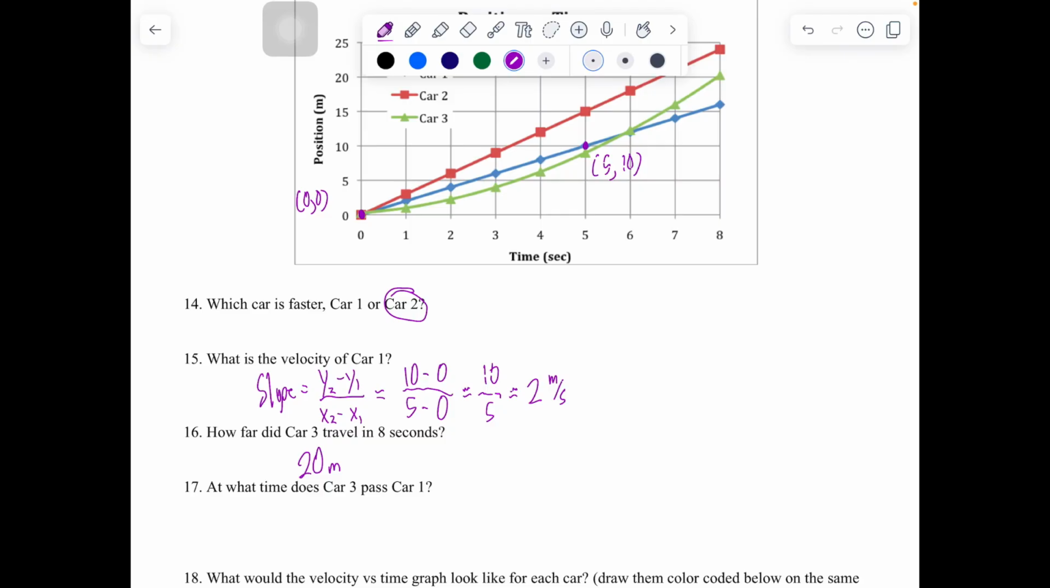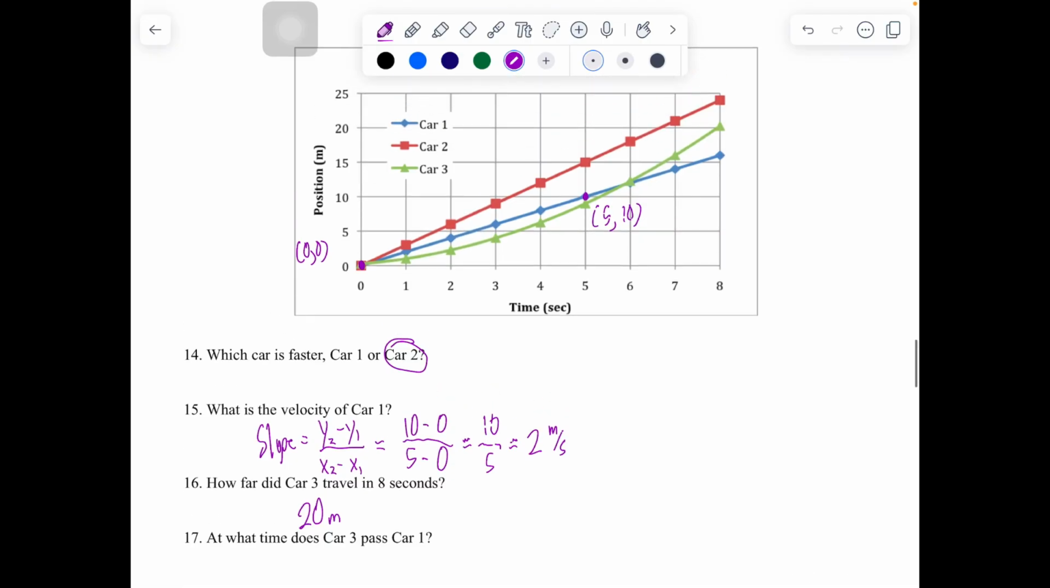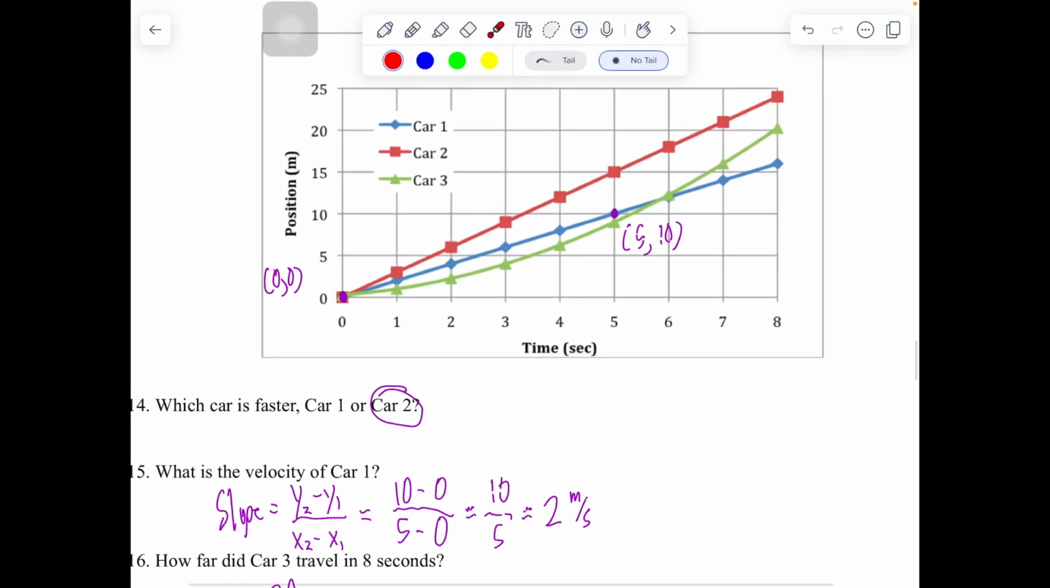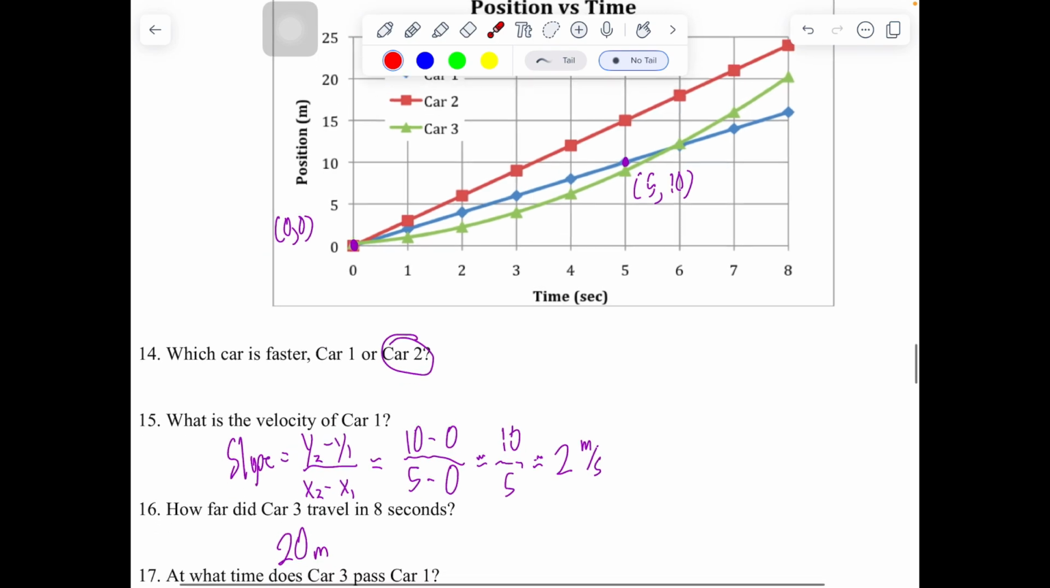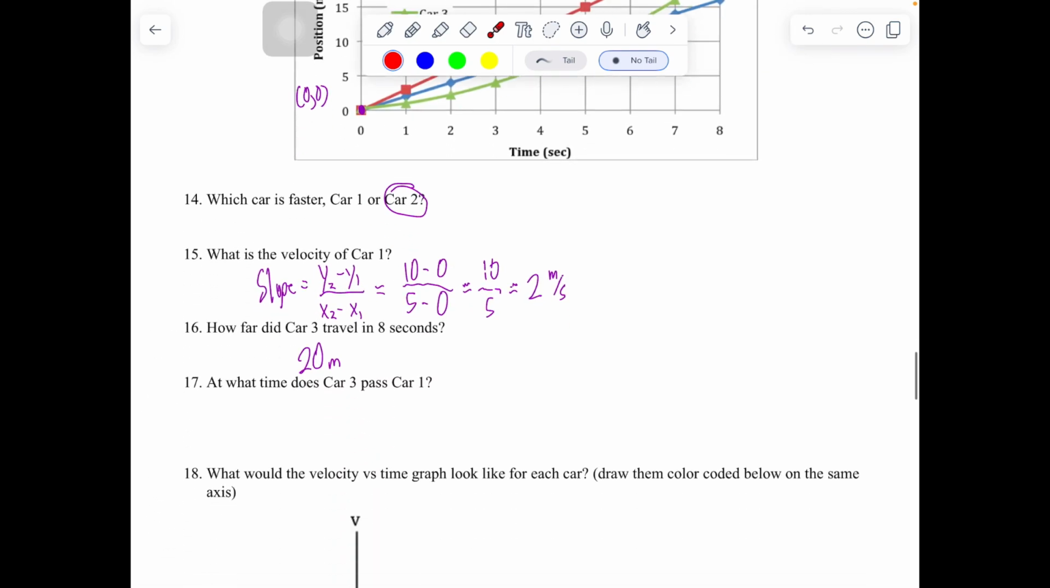At what time does car 3 pass car 1? Well, car 1 is our blue. So this is moving along right here. Car 3 is our green. We can see they end up at the same position 6 seconds in, and afterwards, car 3, the green, overtakes car 1, the blue. So 6 seconds is when that happens, when they're at the same location when car 3 passes car 1.